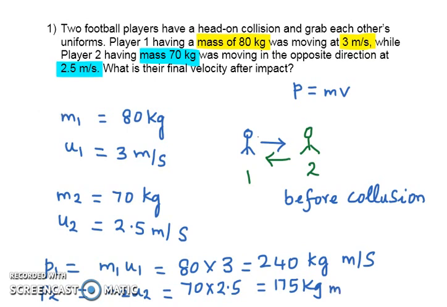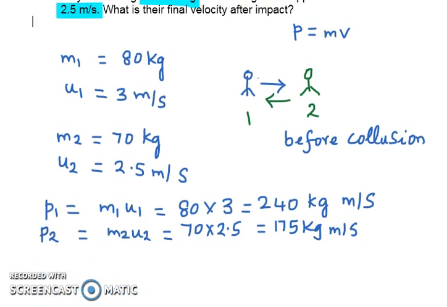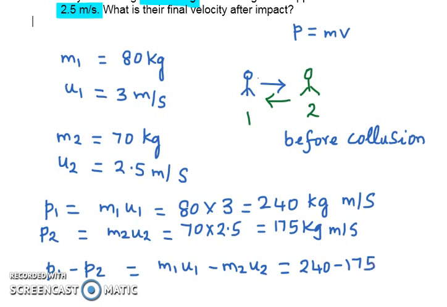The second player is moving towards the first player, so the velocity is going to be opposite, so it will be P1 minus P2. So that's going to be M1U1 minus M2U2. So that is 240 minus 175. So the sum of the initial momentums is equal to 65 kilogram meter per second.